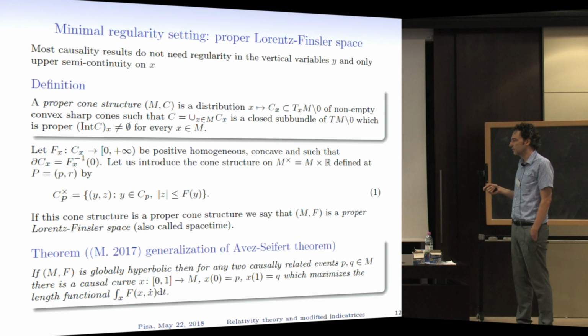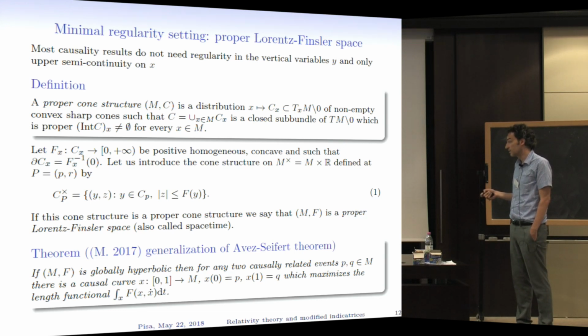This gives a cone distribution on the product. If this cone distribution is a proper cone structure in this sense, then we call M, F a proper Lorentz-Finsler space, also called a space-time. This closed condition is an upper semi-continuity condition on F. So the cone distribution and F are upper semi-continuous, not even continuous. And you get many results.